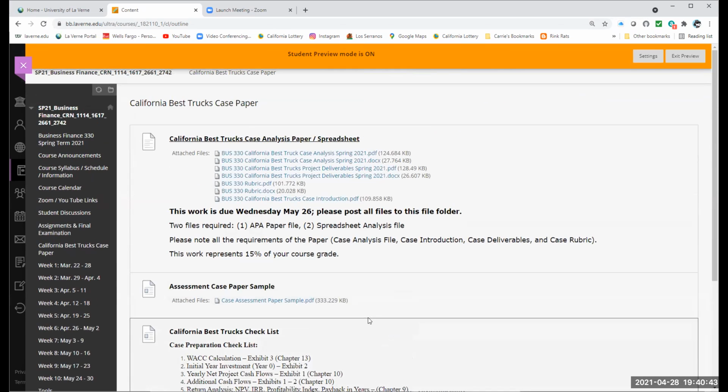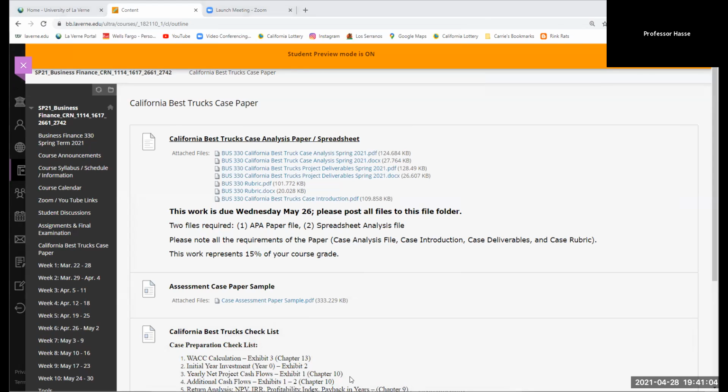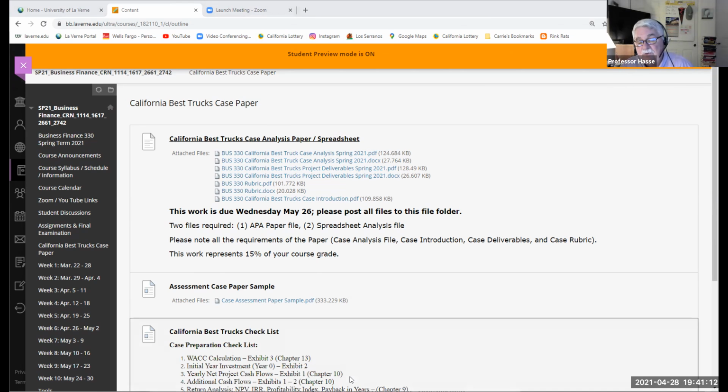I also, in the next week, will be posting a file folder to this California Best Trucks case of a review session that we'll have on Saturday, May 8th, which will be a review session to answer questions about this paper prior to its posting on May 26th. So there's a lot of work to be done, a lot of work to review. What I suggest you do in the next week is to download these file folders and begin to review them. And we will discuss these every week for the remaining weeks of our course and that review session on Saturday, May 8th.